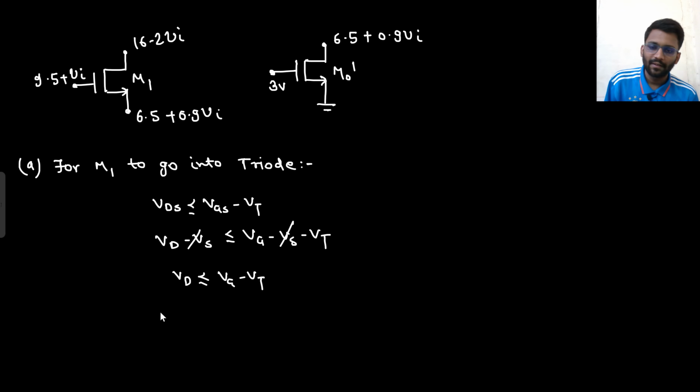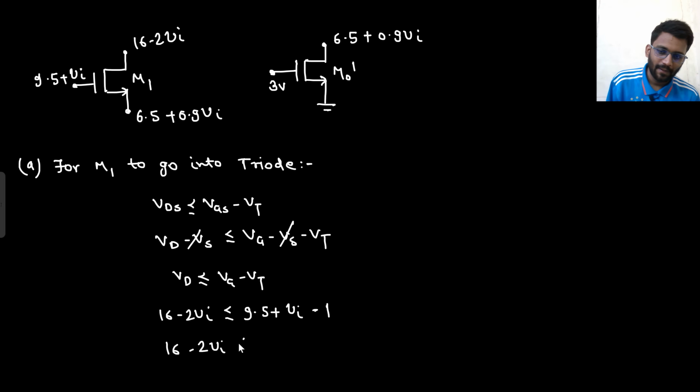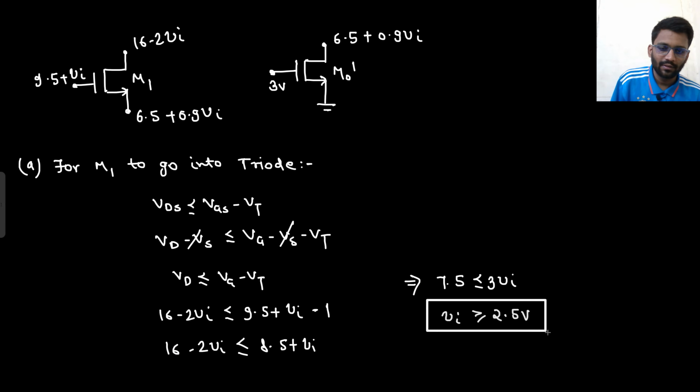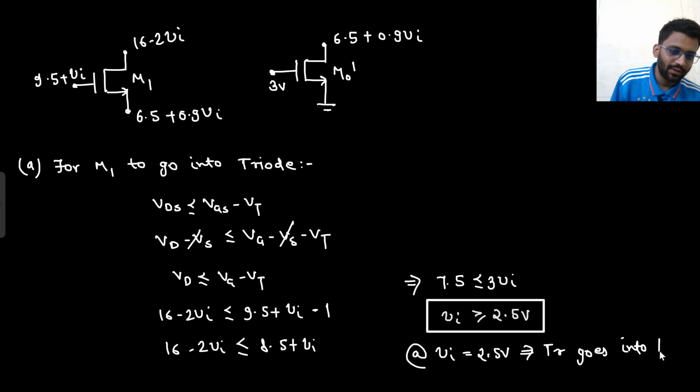So what is the VD potential? 16 minus 2 V in. That would be less than, what is the VG potential? 9.5 plus V in, minus what is VT? 1, right? So 16 minus 2 V in is less than or equal to 8.5 plus V in. So here it would be 7.5 should be less than or equal to 3 V in. So V in should be greater than or equal to 2.5 volt. So at V in equals 2.5, the transistor goes into triode.